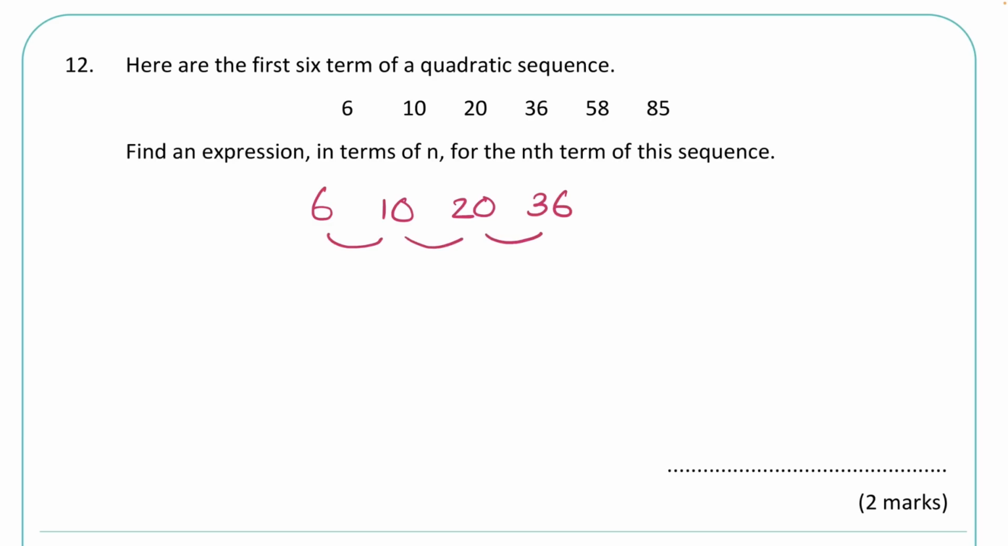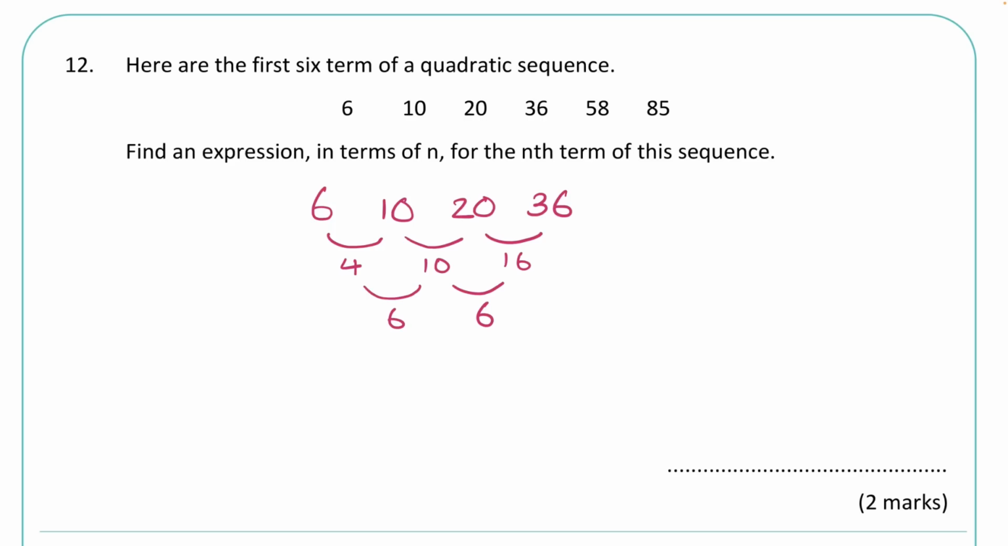So we have 3 differences here. So 4, 10, 16, which means the second difference is 6. Now there are 2 different ways of approaching these questions. Either we divide this second difference by 2, which we're going to have to do anyway. That tells us how many lots of n squared this is related to. And then we create that sequence and find the difference. Or there are some formulas that you can use.